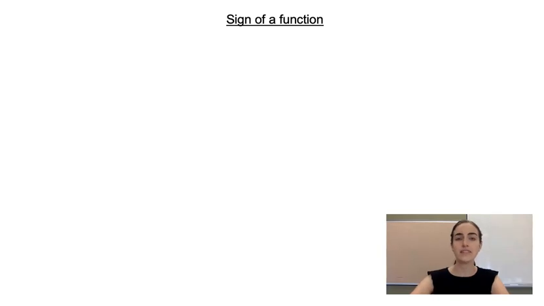Video, I want to have a look at the sign of a function. So when we're talking about the sign of a function, we're saying for which x values is the function positive and which x values is it negative. So there's two main options we have to solve a problem like this.